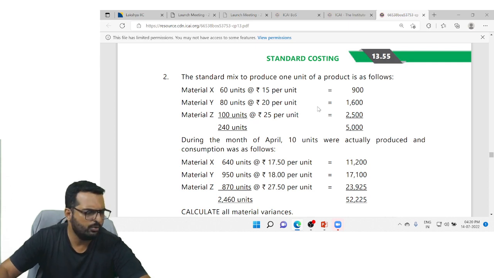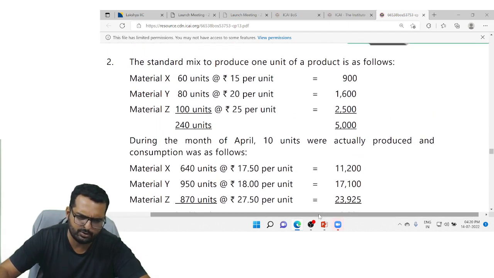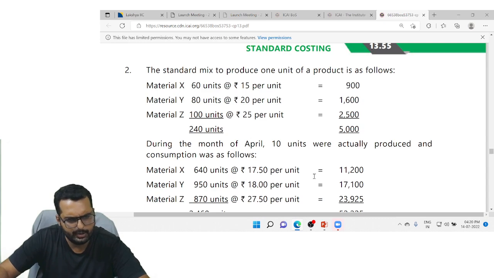All right, friends. Let's go to question number 2 now. Okay, I'll give you 5 minutes time. Solve the complete question on your own. I will not give you the answer. Do it now only and finish it off.